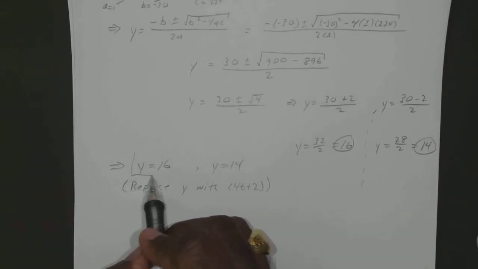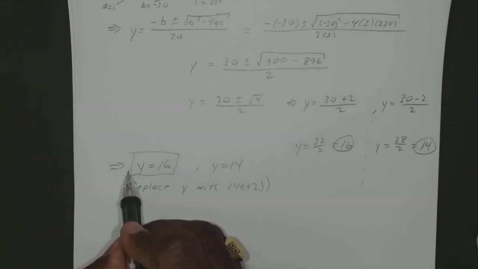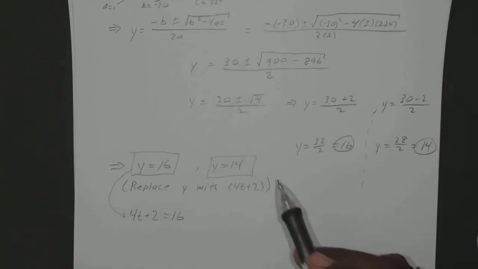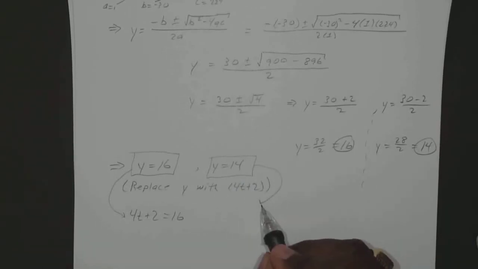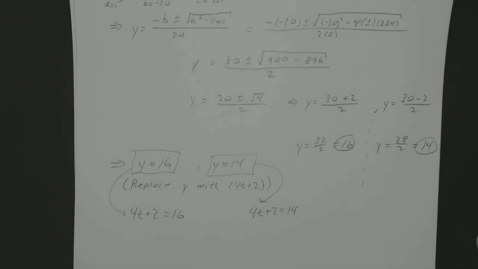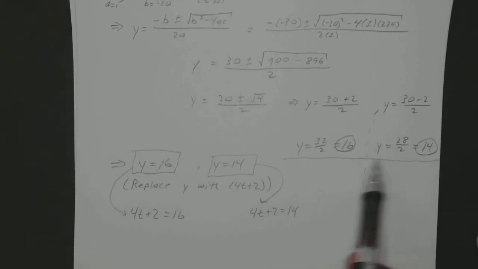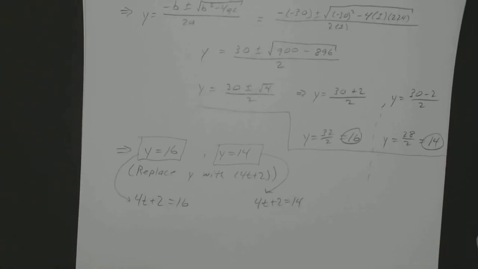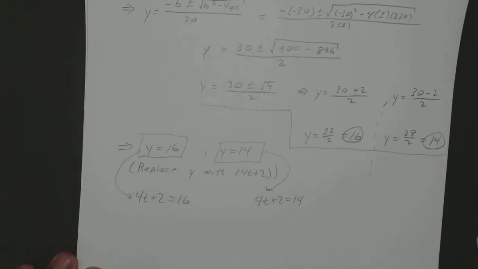Okay, so instead of y equals 16, that now becomes 4t plus 2 equals 16. And instead of y equals 14, that becomes 4t plus 2 equals 14. Kind of separate that a little bit. Okay. Now we just solve for t.